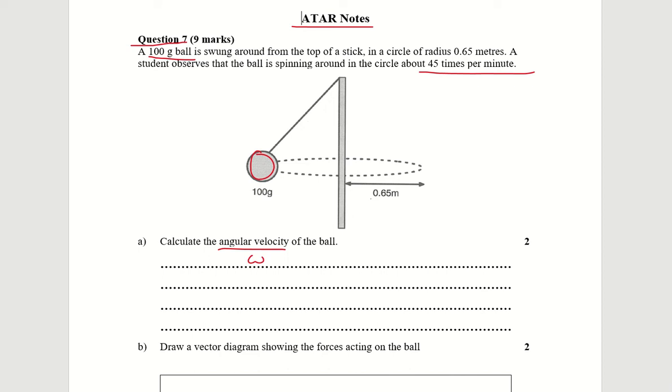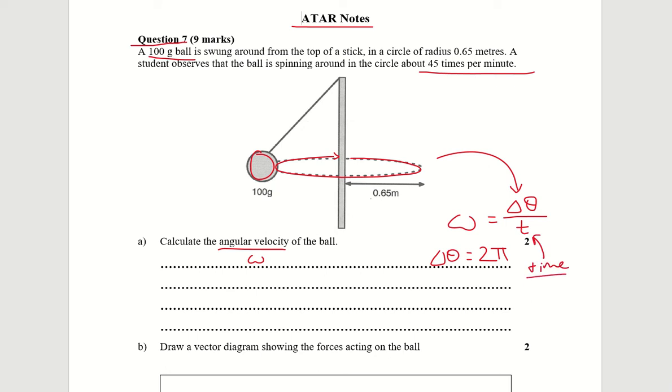Angular velocity is given by this formula here, omega. Now, if you look at your data sheet, omega is given by change in angular displacement over time. I'm going to change this up a little bit. If we do one whole rotation, the angular displacement would be 2 pi, because that's the entire distance it takes to rotate around a circle. The next thing I need to know is time.